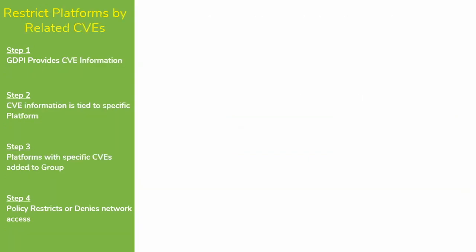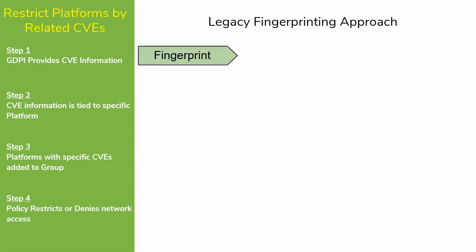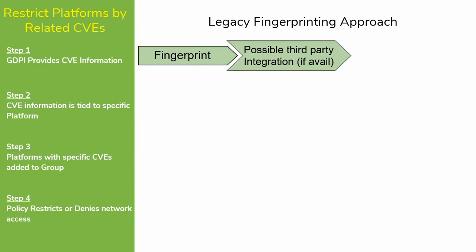The next use case we will examine is CVE information. GDPI provides the ability to restrict platforms that are correlated with specific CVEs. Let's compare and contrast this to the legacy fingerprinting approach. As we mentioned previously, legacy fingerprinting puts devices into general categories, not specific platforms. To obtain CVE information, third-party integration is typically required. This will also typically come with some type of cost associated with it. And of course, general network restrictions such as VLANs are assigned, and this requires complex integrations with the wired and wireless network.